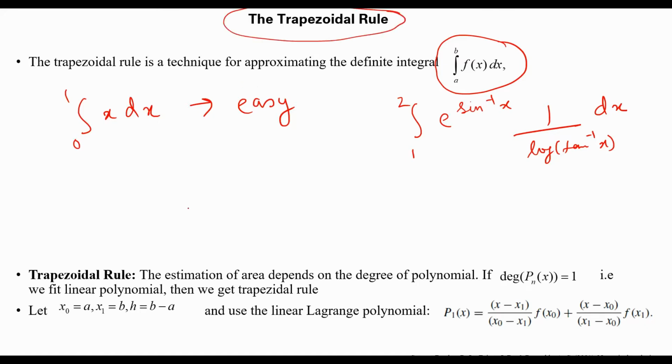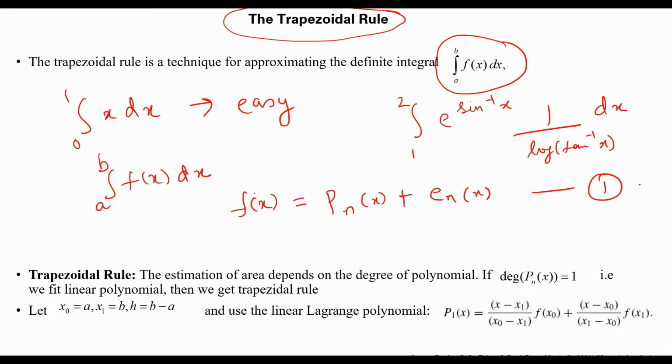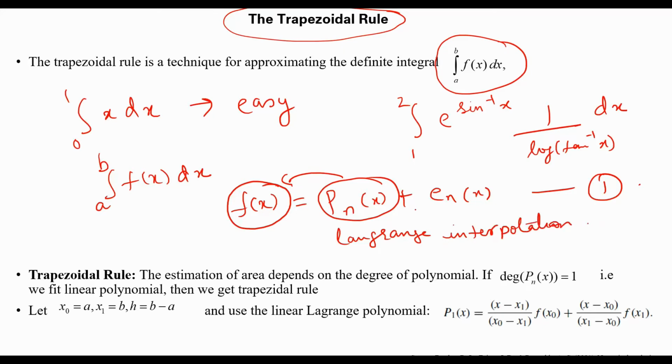As you know, the Lagrange polynomial is used to find an approximate polynomial for any function. The main idea is that you can approximate this f(x) with the Lagrange interpolation formula. So you will get an approximate polynomial with some error. This is equation number 1. So you have just found the approximate polynomial of f(x) with the help of the Lagrange interpolation method, which you already know how to do.